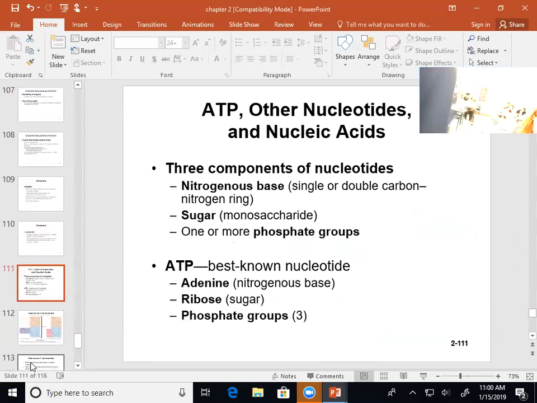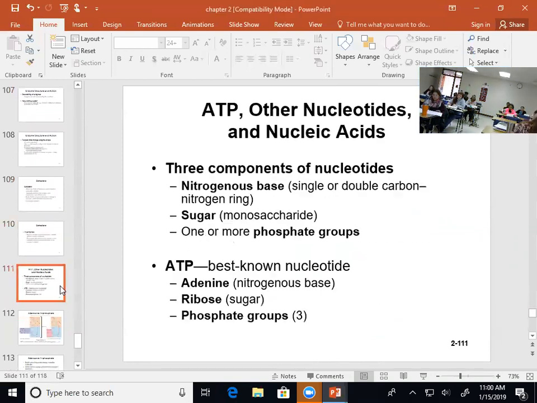Now, this last category is called nucleic acids. The monomers of nucleic acids are nucleotides. A lot of students have a hard time with that terminology, but just so you know, the monomers of nucleic acids are nucleotides.